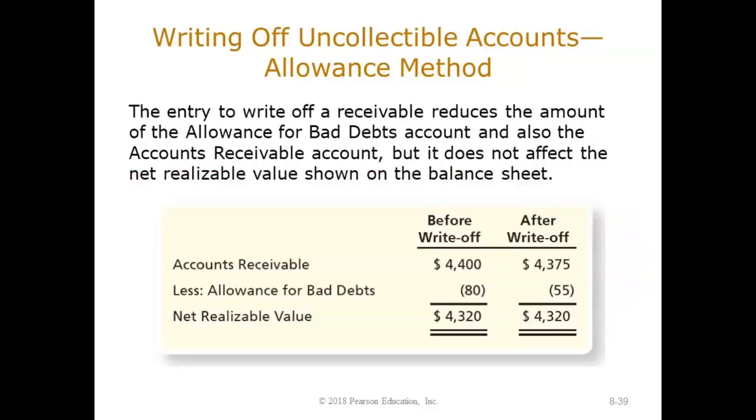So the entry to write off a receivable reduces the amount of the allowance for bad debt account, and also the accounts receivable. But again, it does not affect the net realizable value shown on the balance sheet. You can see here before the write-off, we had $4,400 in accounts receivable, less an allowance of $80. So we had a net realizable value of $4,320. Now after the write-off, we've got an accounts receivable of $4,375, less the allowance for bad debt, because we wrote off the $25. So the allowance for bad debt is $55. So my net realizable value before and after the write-off is the same at $4,320.